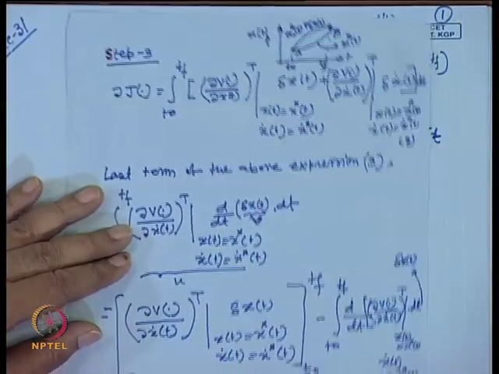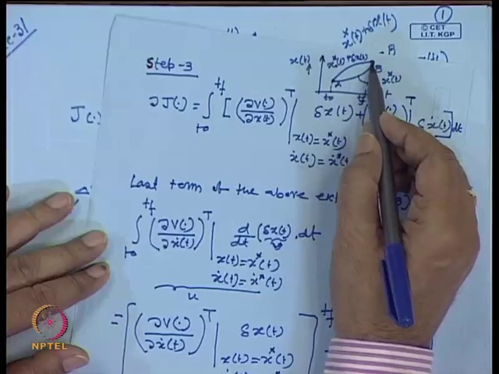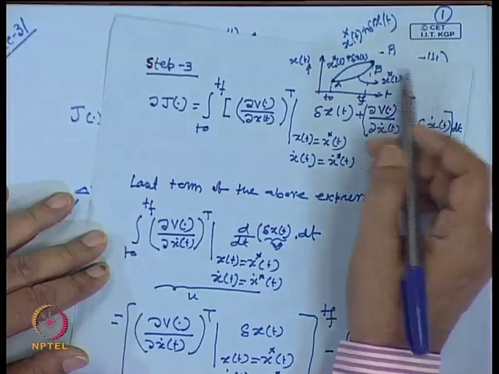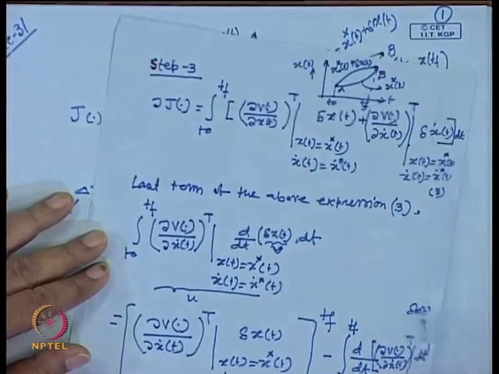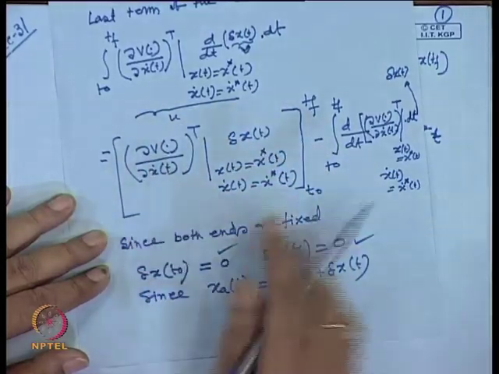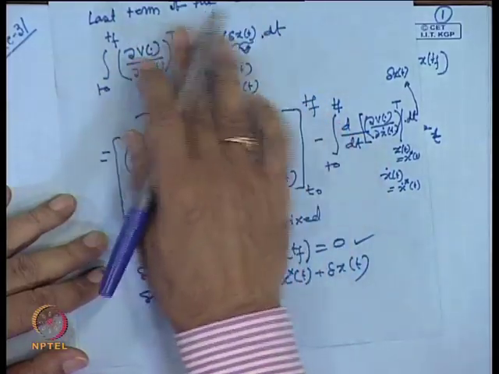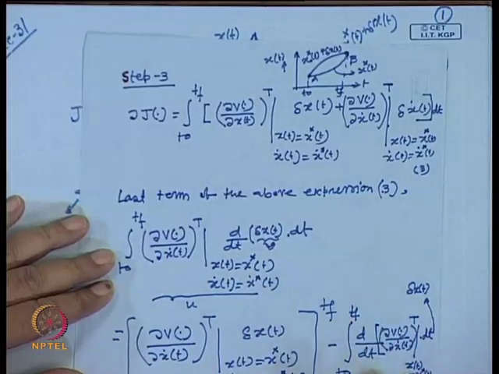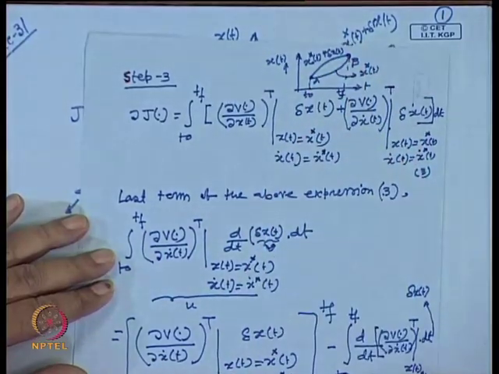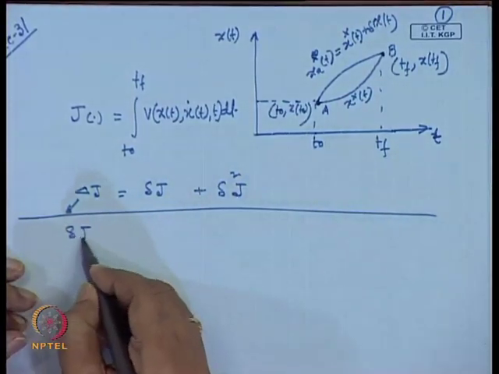So, delta x at t0 must be 0. That is why this is there. Similarly, at t is equal to t f, delta x t is 0, because x star of t and x of t at t is equal to t f are both the same. So, delta e is 0. If you put this condition here, the first term will not come into the picture, only this term. So, the second term of this first variation of the functional can be written as this term when both the ends are fixed. So, keeping that in mind, delta j, now I can write it here.